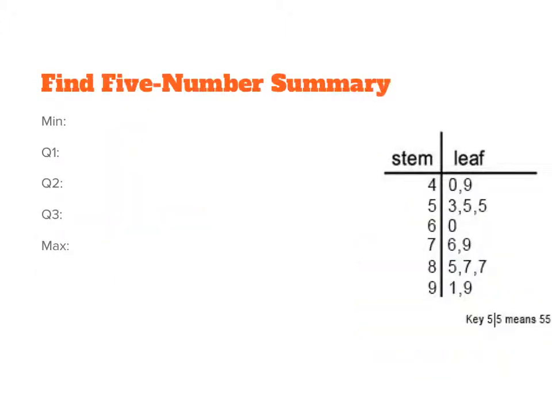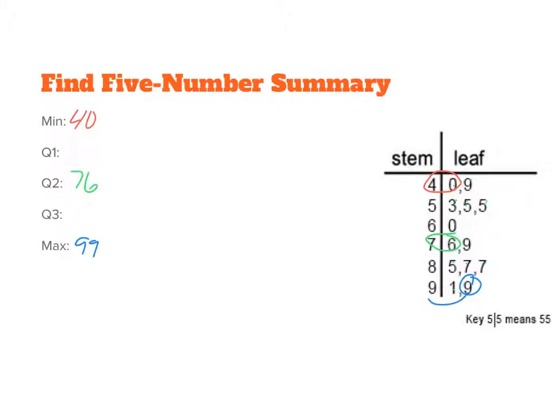Next, we're going to look at finding the five-number summary when we're given the stem and leaf plot. Again, the easiest ones to find. We start with the minimum. The smallest number is right here at 40. The maximum, the largest number, is 99. From there, we go to Q2, which is the middle. You count them up, 1, 2, 3, 4, 5, 6, 7, 8, 9, 10, 11, 12, 13. There are 13 numbers, so it should be the seventh number, 1, 2, 3, 4, 5, 6, 7. It's right here at 76.